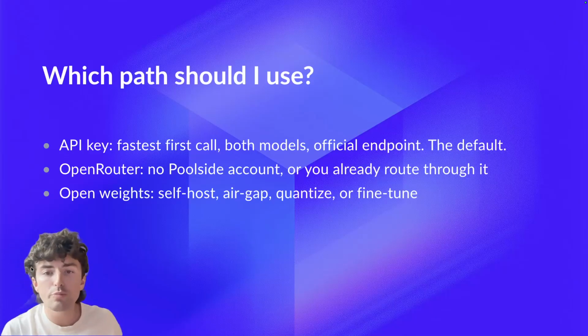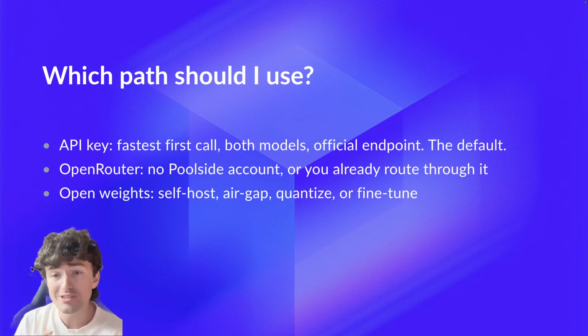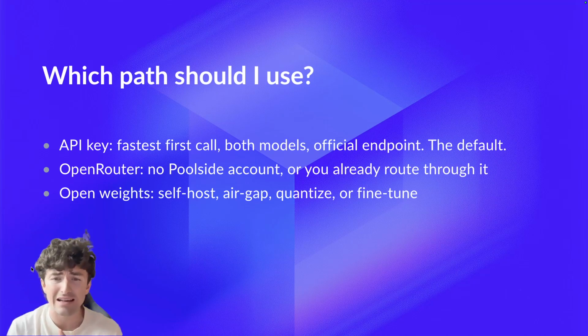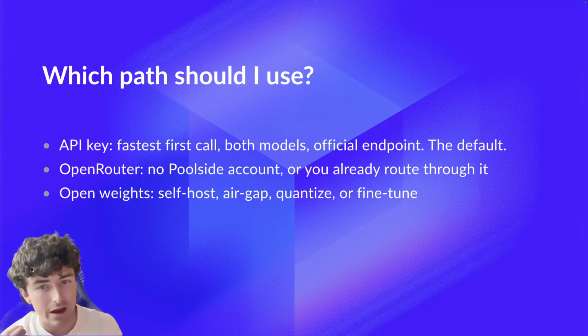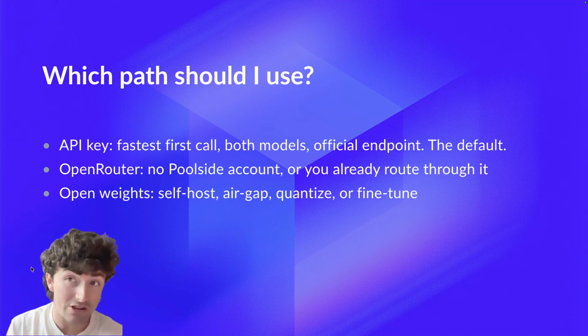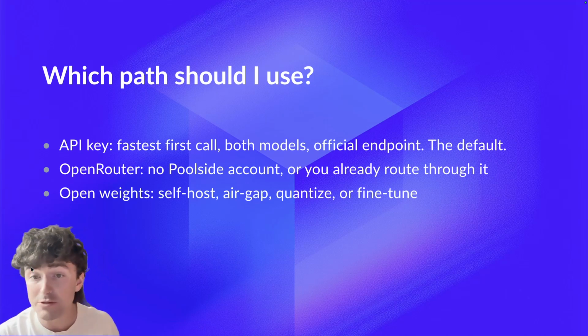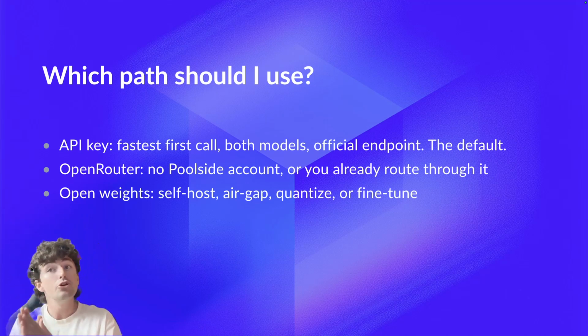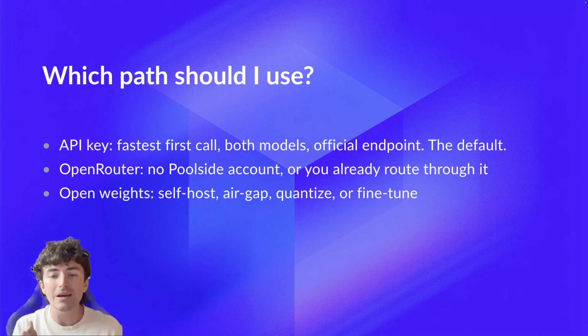Which one should you pick? If you just want a response today and you can get a key, you should use the API. It's the default, fastest, both models, and it's our official endpoint. I think you should reach for OpenRouter if you don't have a Poolside account yet, or you're already routing everything through it. And go open weights when you need to run it yourself for self-hosting, air gapping, quantizing, fine-tuning, or benchmarking. The rule of thumb is the more control you want, the more setup you need. Start where you actually need to be, not further down the stack than you think you should be.